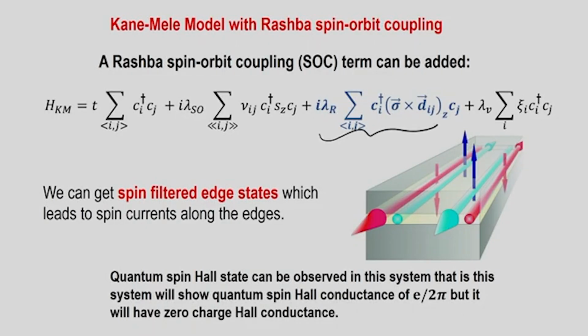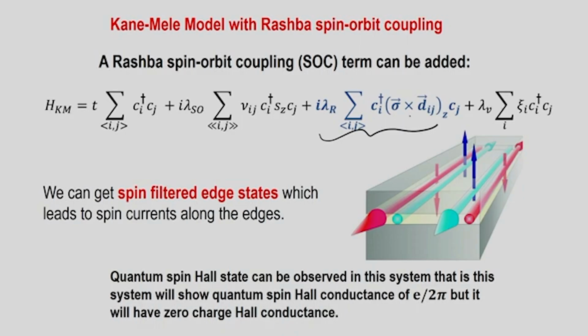We will detail about this later. The Rashba term is written as i lambda r, and then there is a Ci dagger, and then there is a sigma cross d vector. So, this d vector is basically some vector.